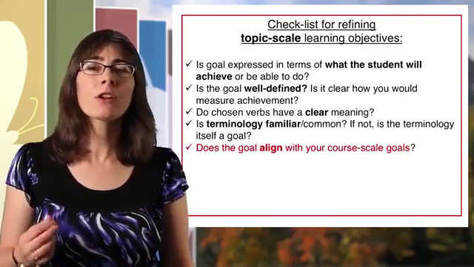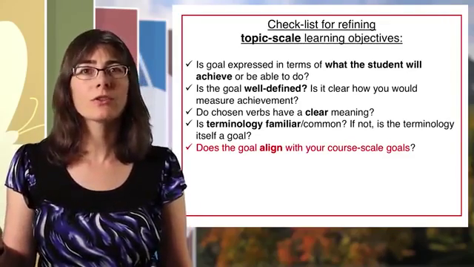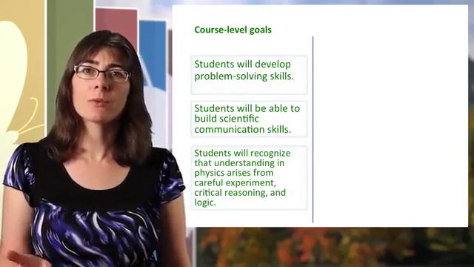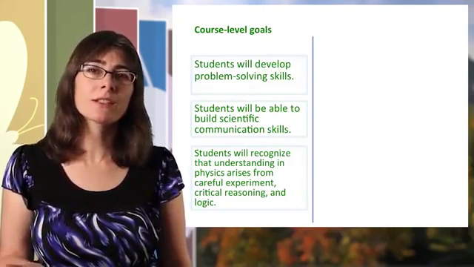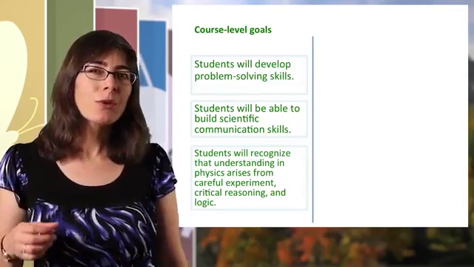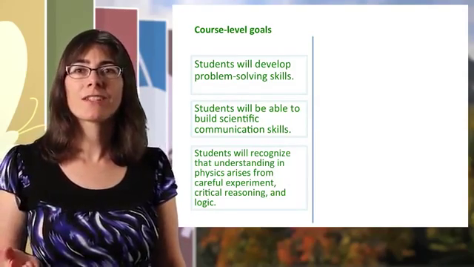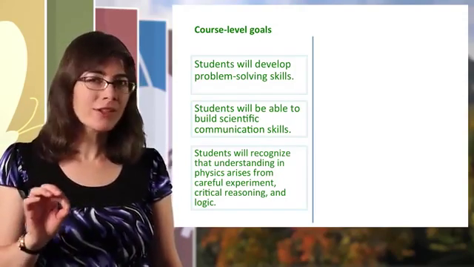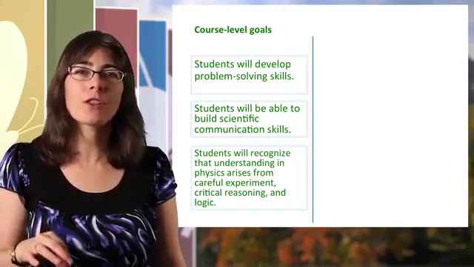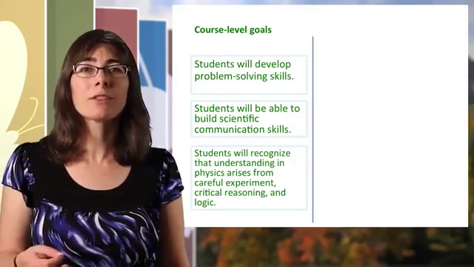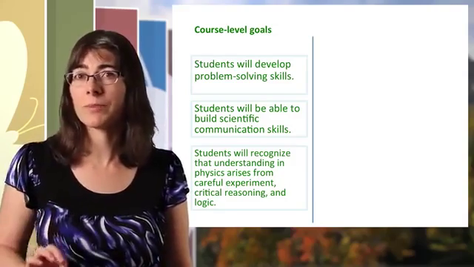Another thing to consider is that the goal should align with your course scale goals. So remember, course scale goals are those big overarching goals that cover the course as a whole. So for example, maybe I have students will develop some problem solving skills. They'll be able to build scientific communication skills. Students will recognize that understanding in physics arises from careful experiment. So we'll often write big course scale goals like this first and then refer to those when we're writing the topic level objectives to make sure that our topic level objectives are helping students achieve those big goals.